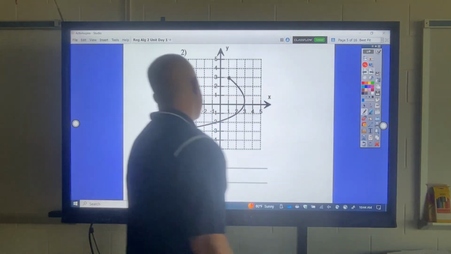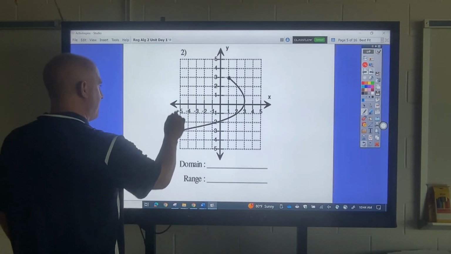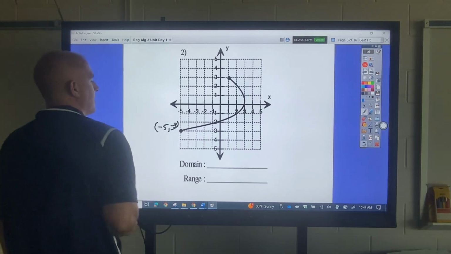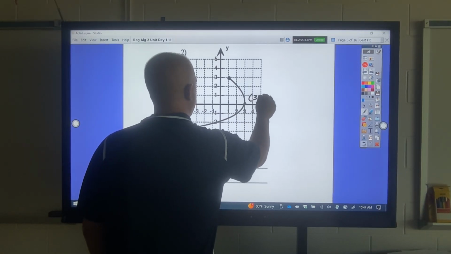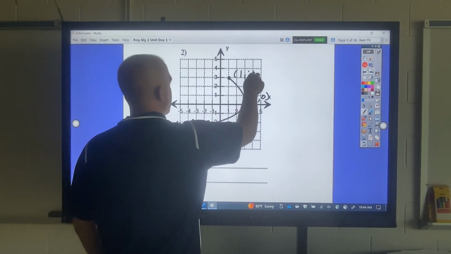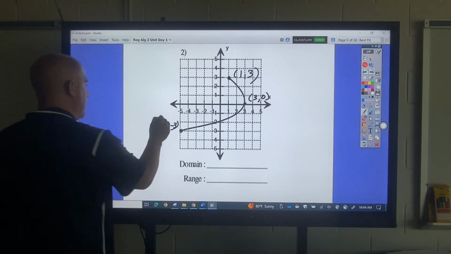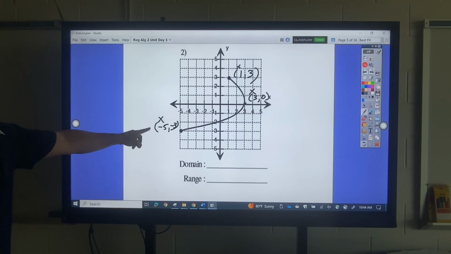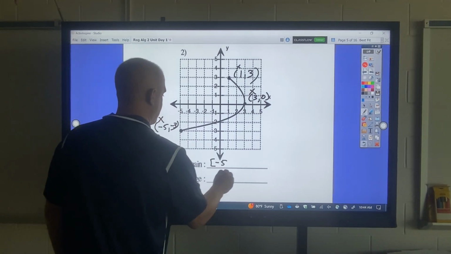Let's do another one together, okay? Now, this one's an endpoint that's negative 5 over, negative 3 down, okay? This one is a turn. I'm going to call that 3, 0, okay? And then this one is 1, 3, okay? Now, if I look at the domain, all of the x values, what is my smallest x value? It is negative 5. And since it's at a dot like that, it would be here, okay?